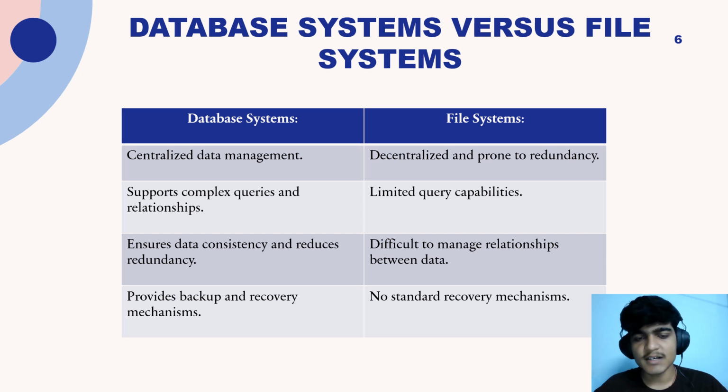Supports complex queries and relationships. So in DBMS, we can query data very easily, and it provides multiple ways in which we can query data. But in file systems, there are various limitations. In a database, it ensures data consistency and reduces redundancy. As I said, traditional file systems do not provide this feature, and hence it becomes very tedious to retrieve the data from the files, compared to databases.